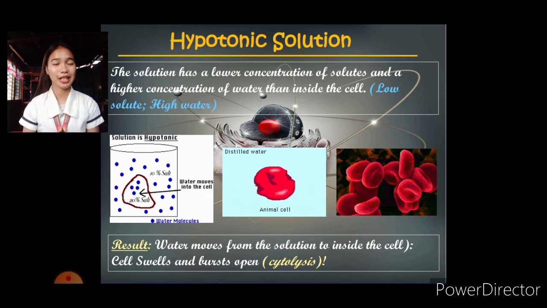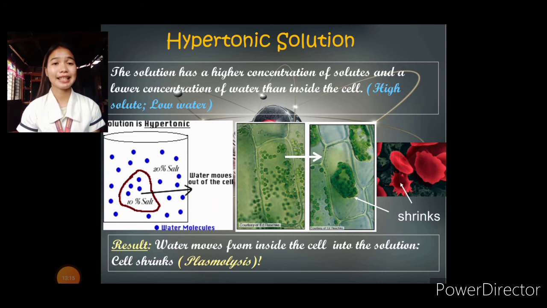Now let's proceed to the hypertonic solution. In a hypertonic solution, the solution has a higher concentration of solutes and a lower concentration of water than the inside of the cell. This is the reverse of the hypotonic solution. Here, it has a large amount of solute and a lower amount of water than the inside of the cell. In short, it is high solute and low water. So what is the result? Here, the water moves from inside of the cell into the solution. Later on, the cell shrinks.